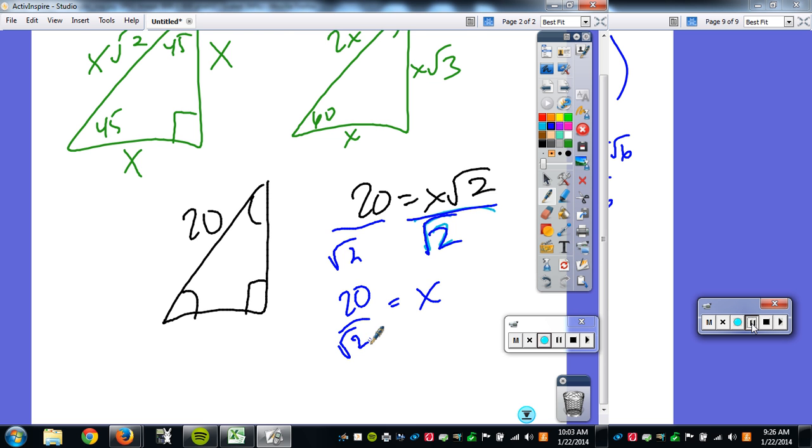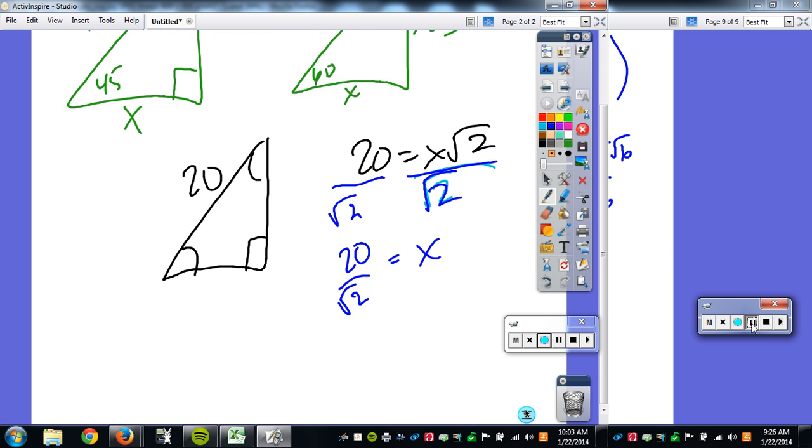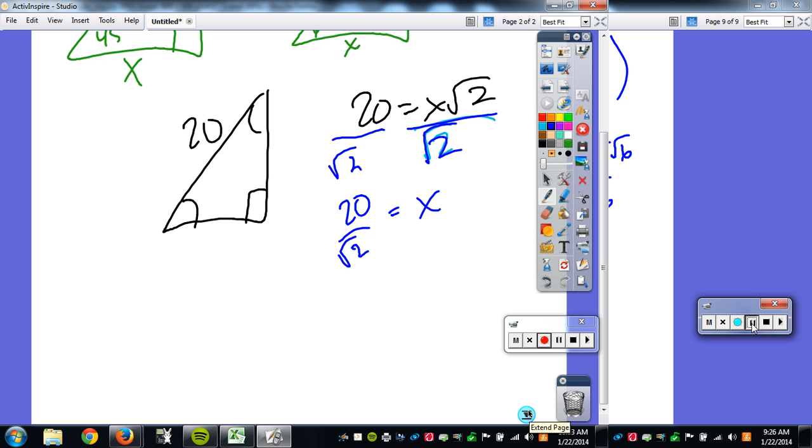Can anybody tell me what's wrong with that? We don't like a square root or an irrational number in our denominator, right? Okay, so we're going to rationalize our denominator by doing what? We're going to multiply root 2 times root 2, top and bottom, which allows us to get rid of the irrational number on the bottom and make it a rational number. Square root 2 times square root 2 is square root 4, which is 2.